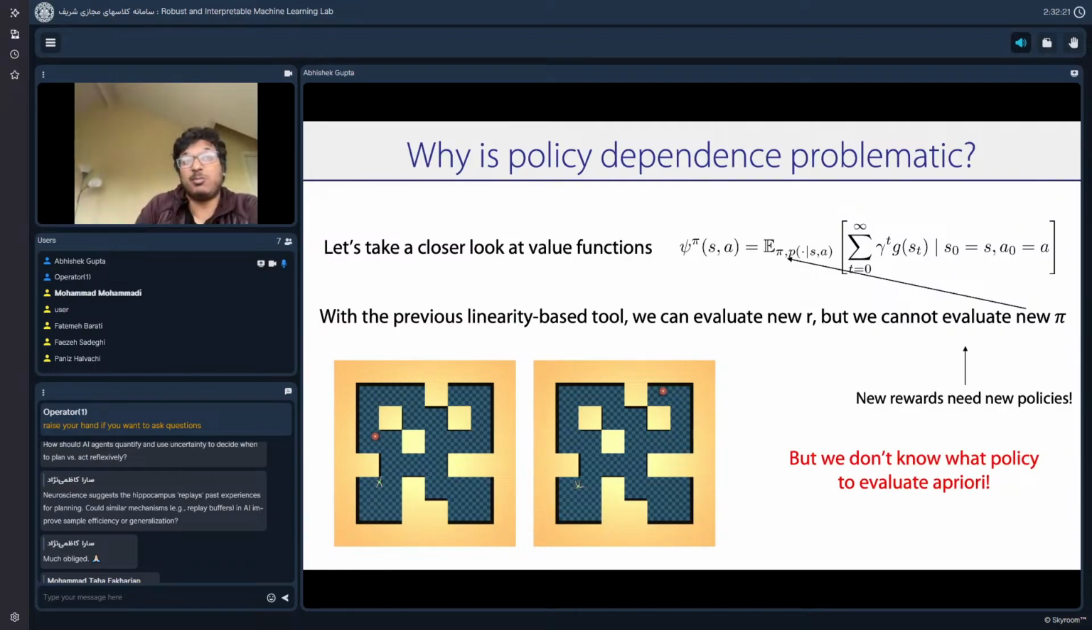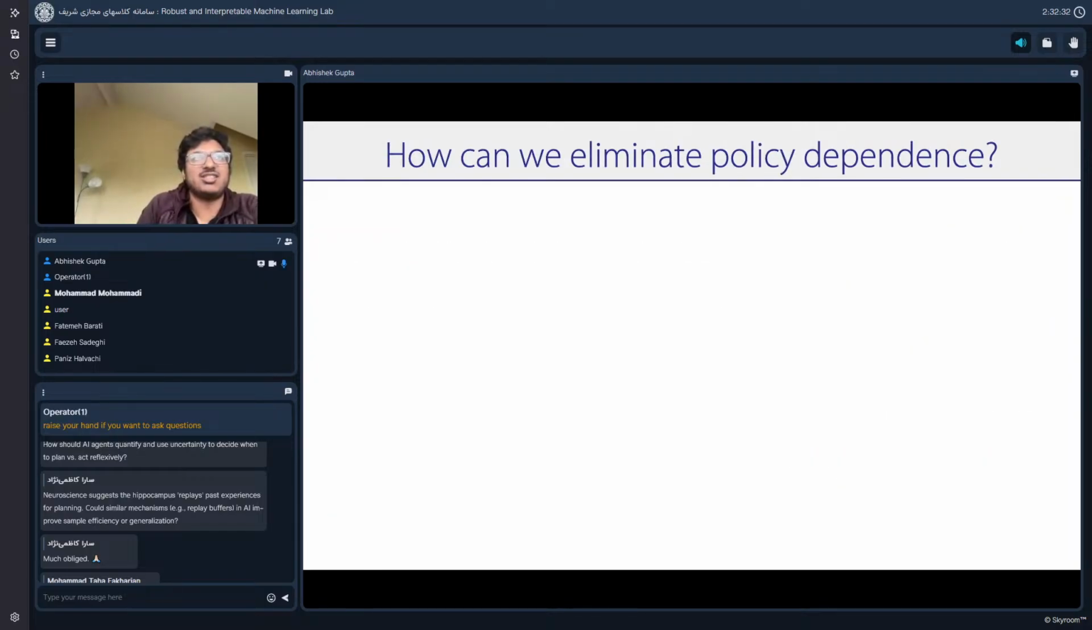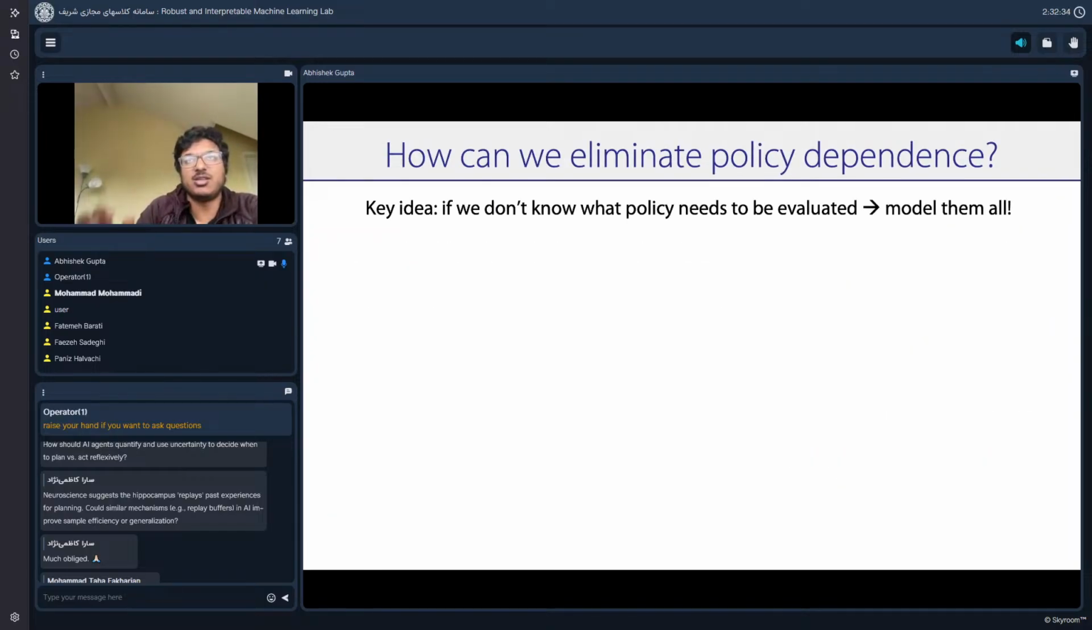And so the problem is we don't know which policy is going to be evaluated a priori. You just have this corpus of data. Nobody's told you what policy is going to be used at test time, right? And so the question is, how do we eliminate the dependence of a Q function on a policy? So the problem is, if we don't know what policy needs to be modeled or evaluated, we just evaluate everything, right?